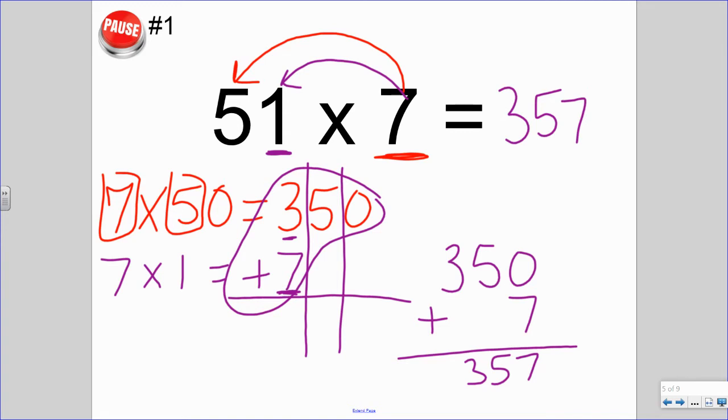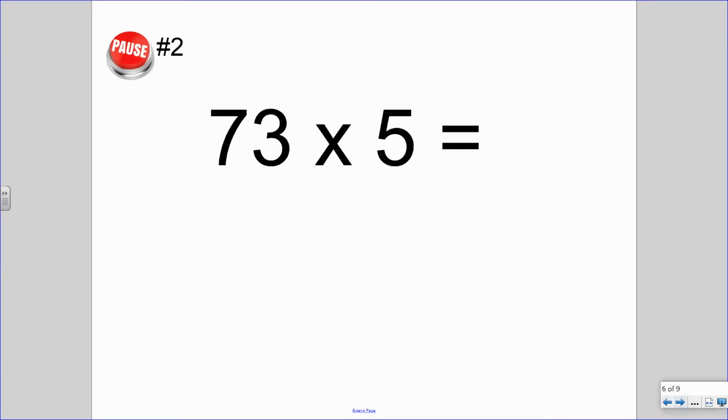So if you had that correct answer, awesome. If you didn't have 357 circled as your answer, please raise your hand and touch base. Maybe you already know why. If you're ready, move on to problem number 2. Go ahead and copy this problem and take a moment to pause the video and do the distributive property.